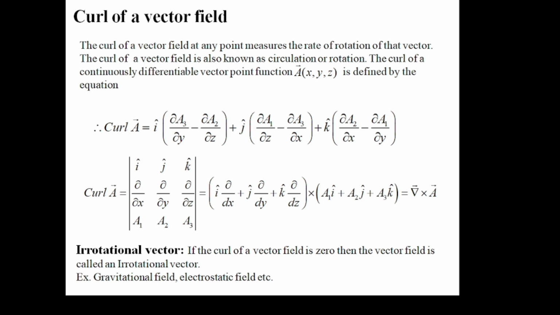So what is the mathematical expression of curl A? That is the determinant with rows i cap, j cap, k cap; del/del x, del/del y, del/del z; and A1, A2, A3. It is similar to A cross B, where A is the del operator and B is any other vector. Another important parameter: what is an irrotational vector? If the curl of a vector field is 0, that means del cross A is equal to 0, then the vector A is called an irrotational vector. That means it cannot rotate. Examples are the gravitational field, the electrostatic field, etc.